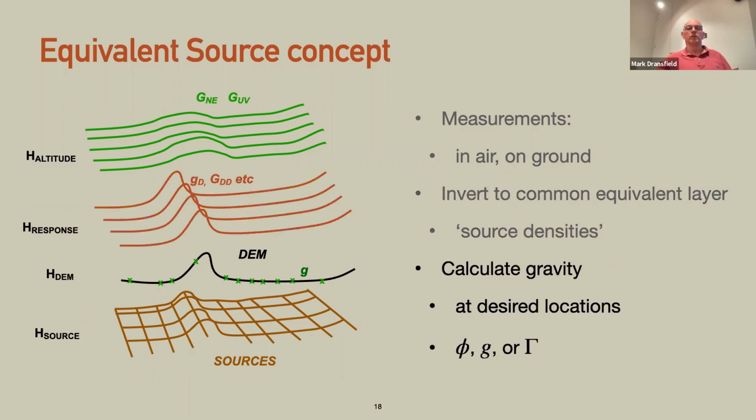Once we've got that source distribution, we can now use it to do a forward calculation to calculate the gravity or components of the gravity gradient tensor, or even indeed other components of the gravitational vector at some other location. And here I've put them on a surface above the ground, but a little bit below where the airborne survey data were collected. In fact, we could even map the gravitational potential from those sources. So that's the basic concept of the equivalent source method.